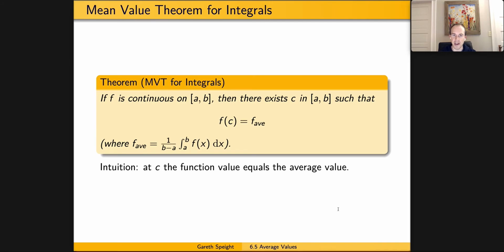It doesn't tell us what c is, just like in the regular mean value theorem with derivatives, which doesn't tell us what c is; it just tells us c exists and has some property. Here it's the same story, right? There exists a c so that the function value is equal to the average value. It doesn't tell us what the value of c is.